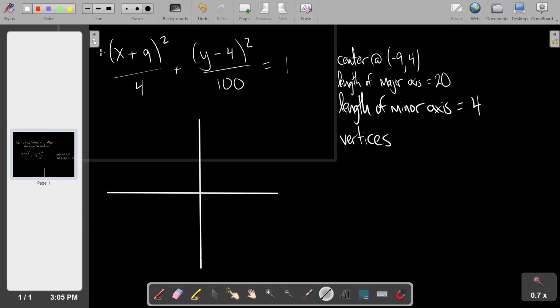All right. So the first thing we'd want to do is obviously sketch the center, and that's at -9, 4, which might be, I don't know, right about here. Are we agreeable to those terms? Yeah.